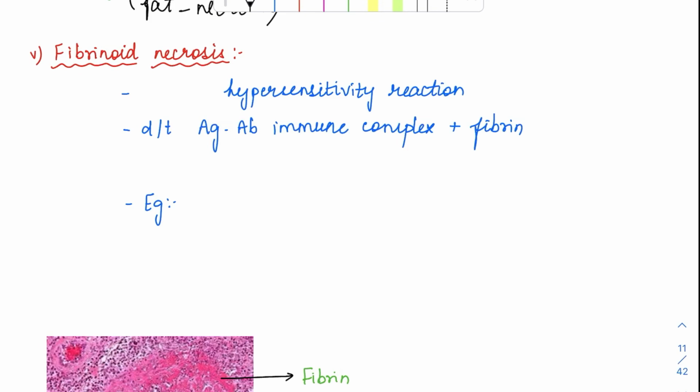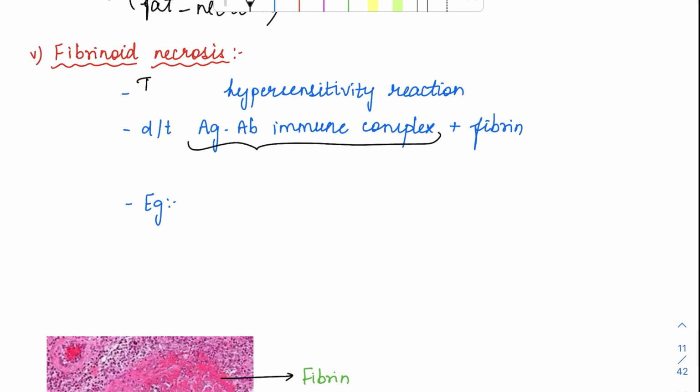Fibrinoid, as the name suggests, is related to fibrin. So fibrin plus something is present in fibrinoid necrosis. What is that something? It is antigen antibody immune complexes. Whenever there is an endothelial injury, there will be coagulation cascade activation, which will result in the formation of fibrin. Fibrin along with this immune complex is deposited commonly around the vessel wall, and that is going to result in fibrinoid necrosis.